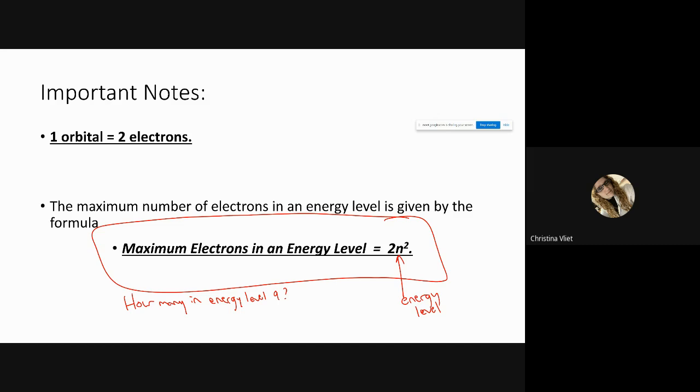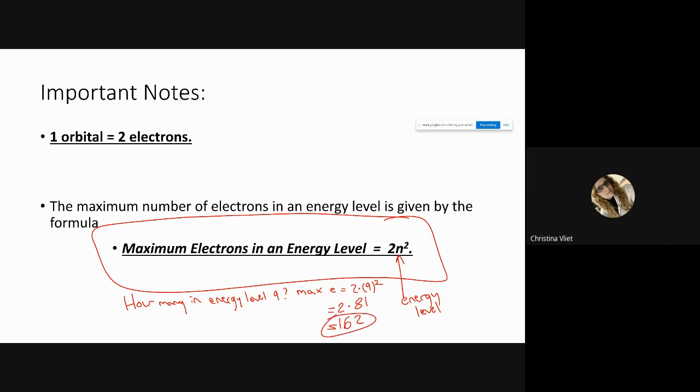Yep. So what would our idea be? We would plug in: max electrons equals 2 times 9 squared. You have to follow order of operations, which means you do exponents before you do multiplication. So what is 9 times 9? You can do it in your calculator if you don't know. 81. And then you would do 81 times 2, which is 162. And you can do that real quickly.